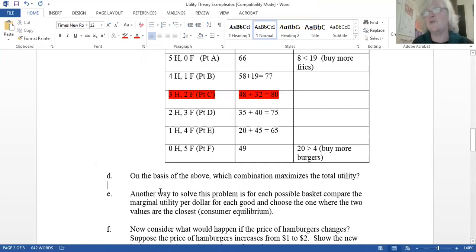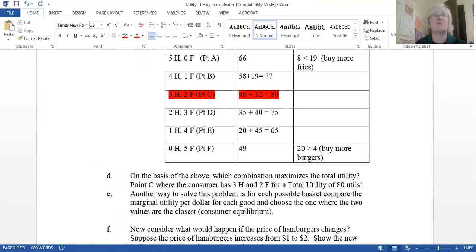So part D here, question D, on the basis of the above, which combination maximizes total utility? This is going to be point C, where the consumer has 3 hamburgers and 2 fries for a total utility of 80 udals. That's the best this consumer can do with their $5 limited budget. Obviously, if we gave them more money, they could buy more of both, and that might make them happier, okay?